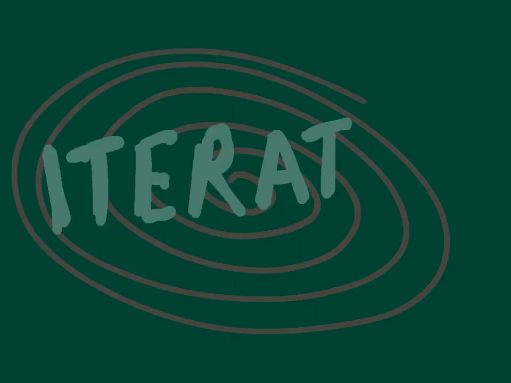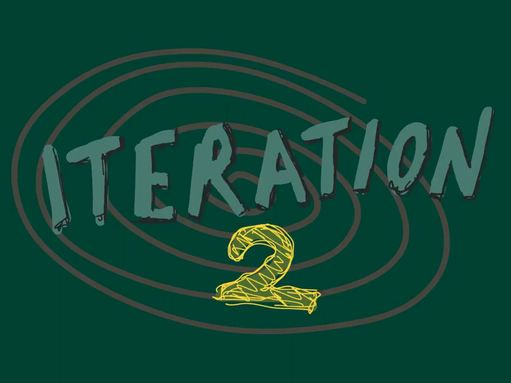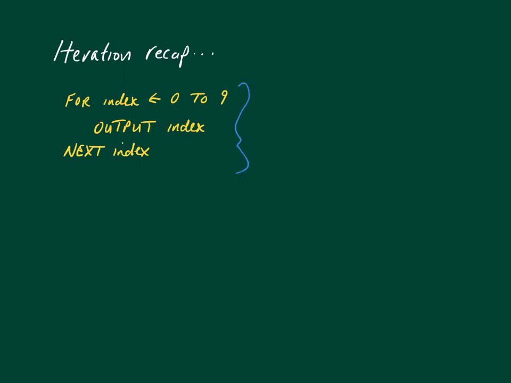Okay, in this video we are looking at the second type of iteration, and this method is called a preconditional loop. So thinking about what we did in the first type of iteration, we used a fixed loop, also known as a for loop, where it would change index from 0 to 9. So it will always run 10 times.